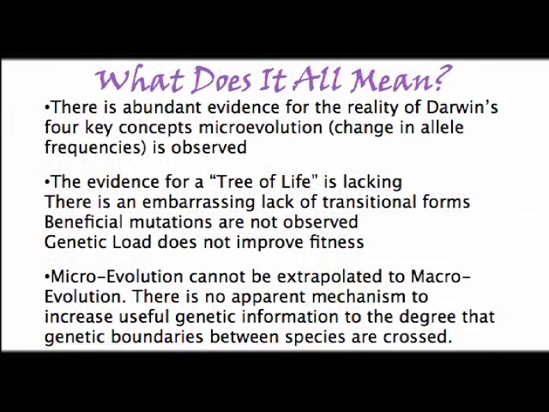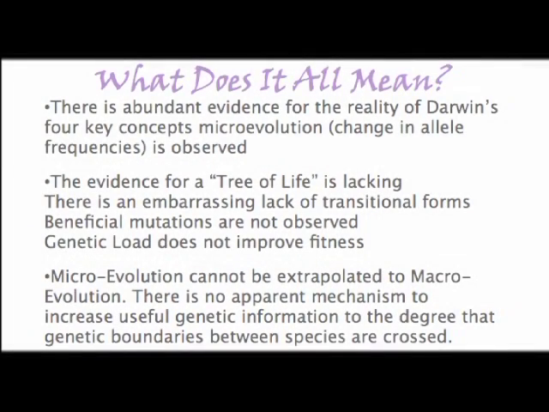So what does this all mean? There's abundant evidence for the reality of those 4 concepts that Darwin came up with. And microevolution does occur if you define it as change in allele frequencies. It's observed all the time. It happens. It's a normal, productive part of life. It allows for organisms to be able to adapt to their environments.